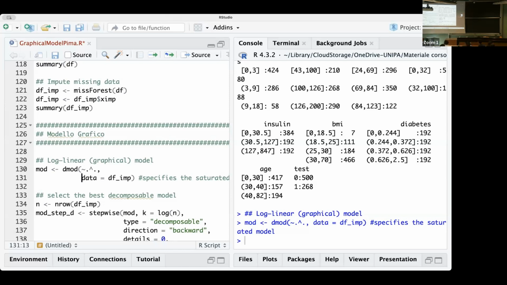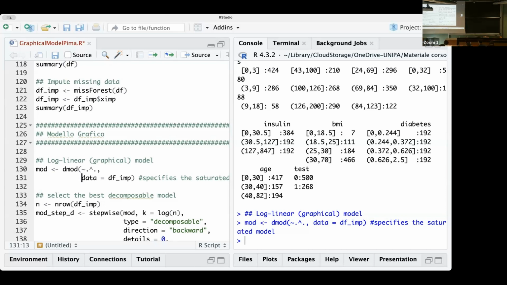In this case, I'm starting with the saturated one. When it is possible, I start with the saturated one. Why? Because if I go back from the saturated one to the simplest I can obtain, I can be sure that what I obtain is a graph that well represents my table. If I start with an empty one and I go up, it doesn't mean that that one is going to be a good model for my data.